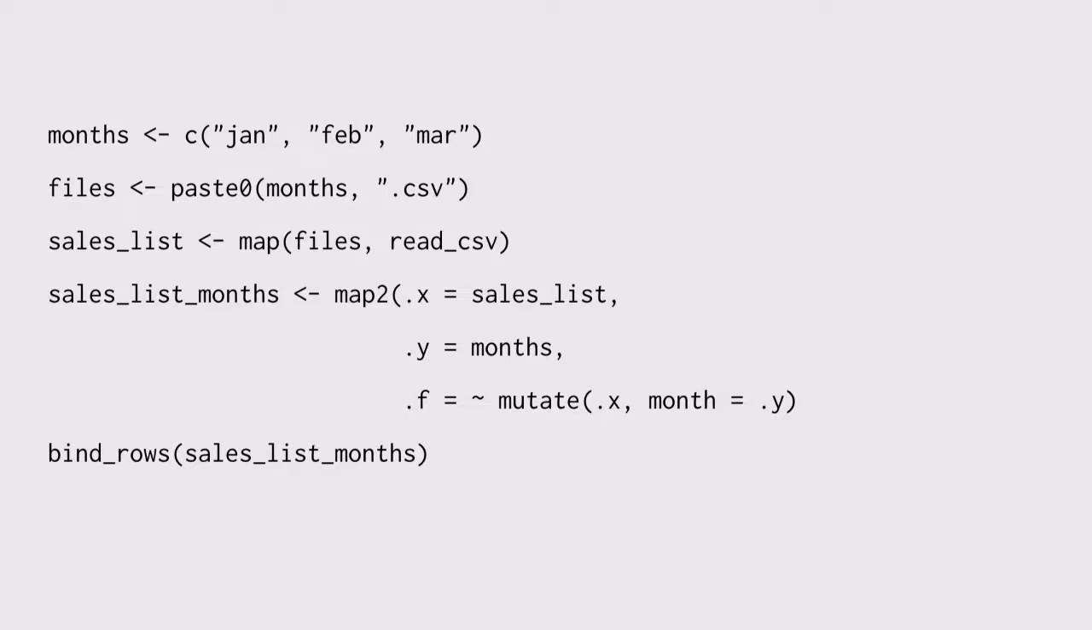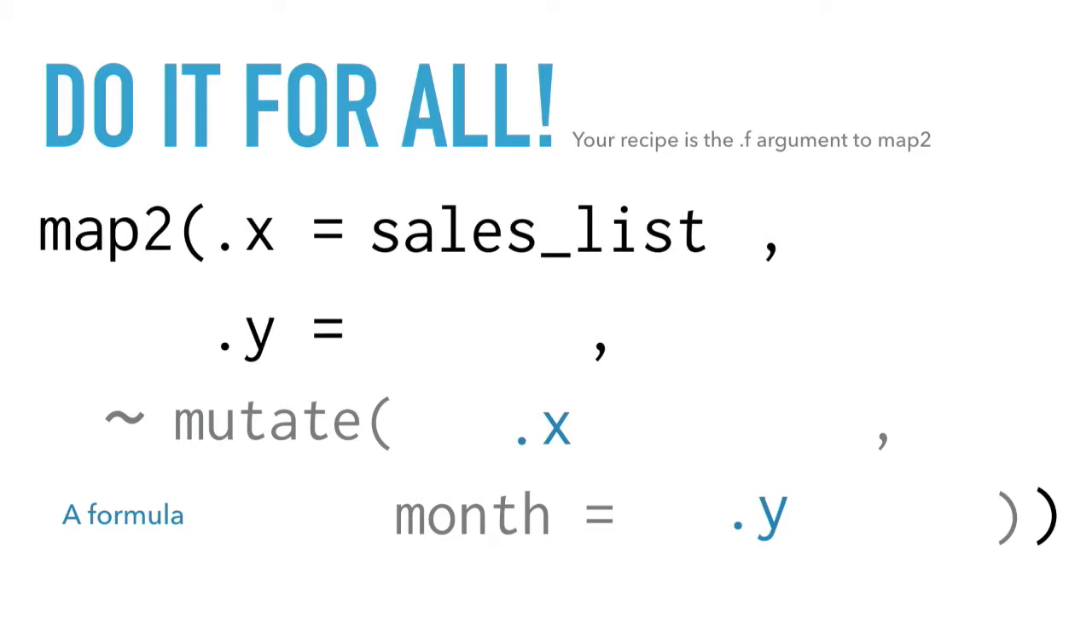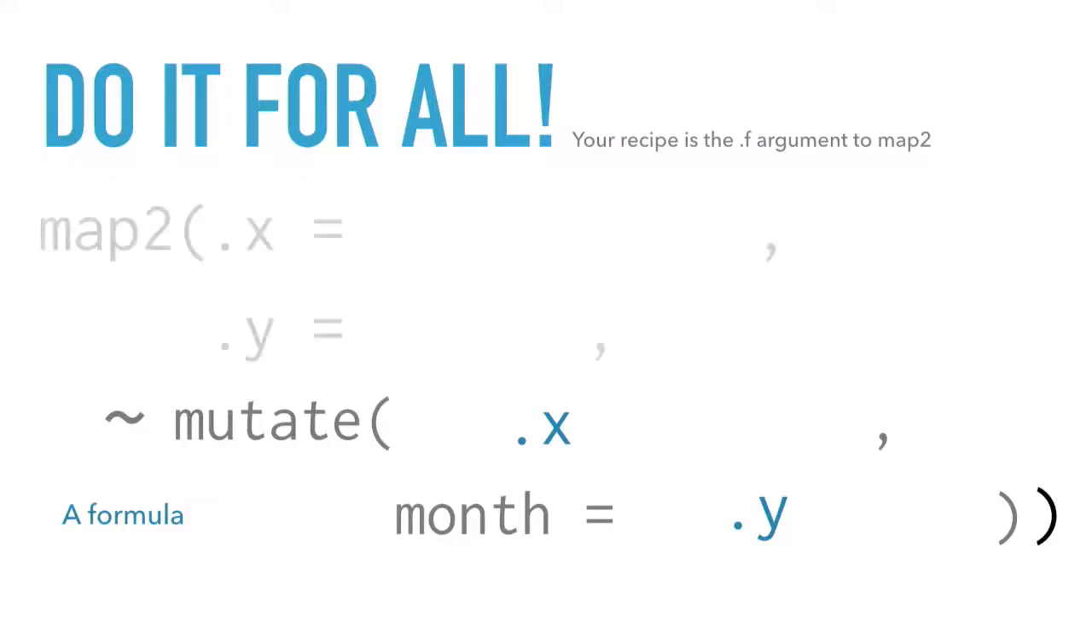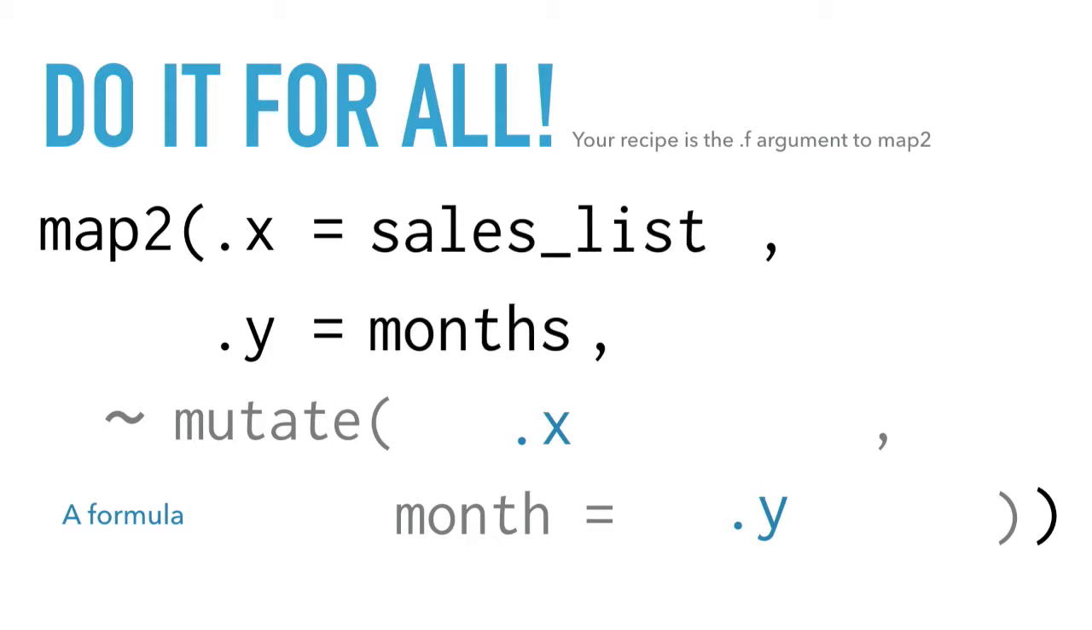So the result, remember, map2 is always going to return a list. Because .x and .y have to be the same length, it's going to return a list that's the same length as those two. Both of those objects are of length 3, so the result of this will be a list of length 3. Each element is the result of this mutate statement, a new data frame with this additional column tacked on. So the result is now a list of length 3 of all the data frames we wanted.